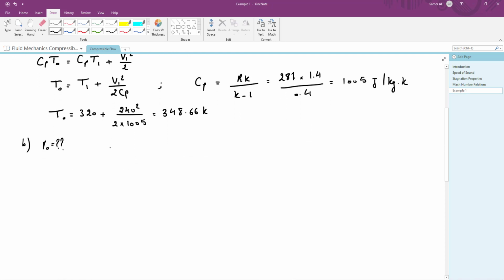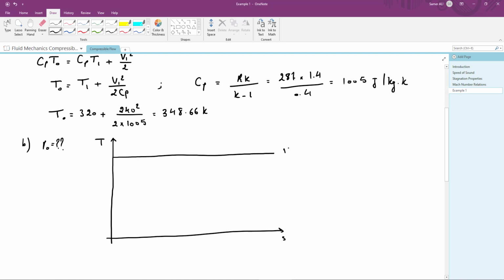To find the stagnation pressure, first I will draw a TS diagram, a temperature entropy diagram. So let's identify on this TS diagram the stagnation temperature T0. As we said, the stagnation temperature will remain constant for an adiabatic flow. So this is T0, and it will be a horizontal line for this problem, equal to 348.66. And at point 1, the air will have a temperature equal to 320 Kelvin and a pressure P1, which is 170 kilopascal. So this is state 1.